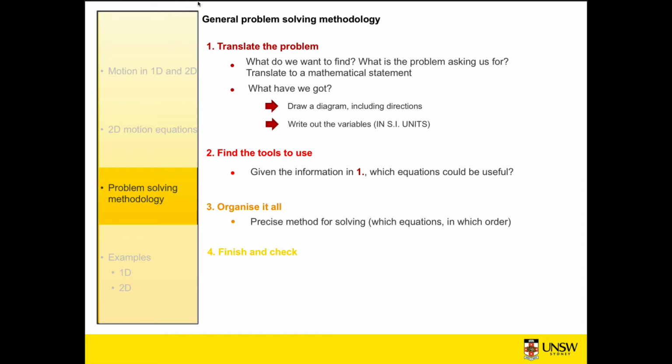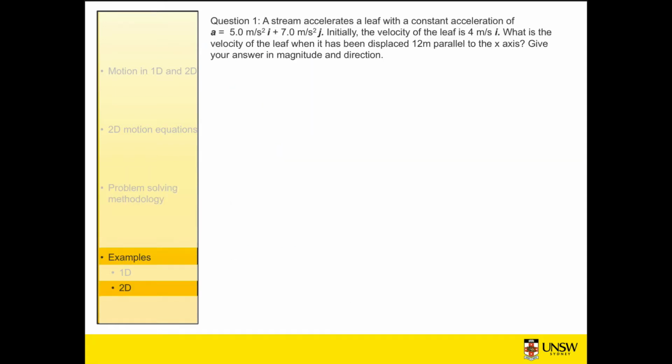And once you have all those things, then you can finish it all up and check it. So that means you finally solve your equations, you check that you've answered the question. Again, this was one of my downfalls. And then if you haven't quite finished answering the question, repeat the process. So on the next slide, I'll work through a two-dimensional example using this method. If we're given a two-dimensional acceleration and the initial velocity of the leaf.